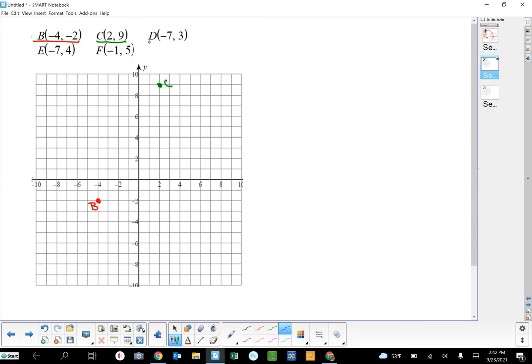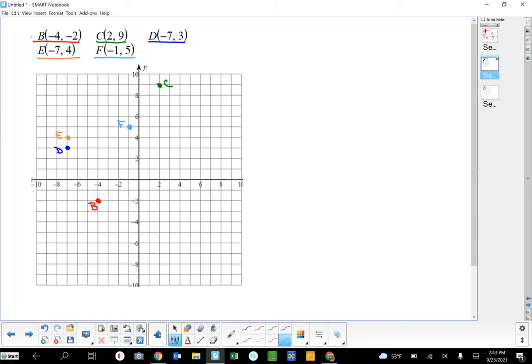And then I'm going to go D, -7, +3. So I'm going to go left -7, and then up 1, 2, 3. There's my point, and I'm going to put a D. And then I'm going to go E is -7, +4. So I'm still at -7, 1, 2, 3, 4. So those points aren't very far apart. And that's E. And this is why you're going to label these. And then F is going to be -1, -5. So -1, +5. 1, 2, 3, 4, 5. And that's point F. Okay, so that's what I'm looking for when you do that assignment.